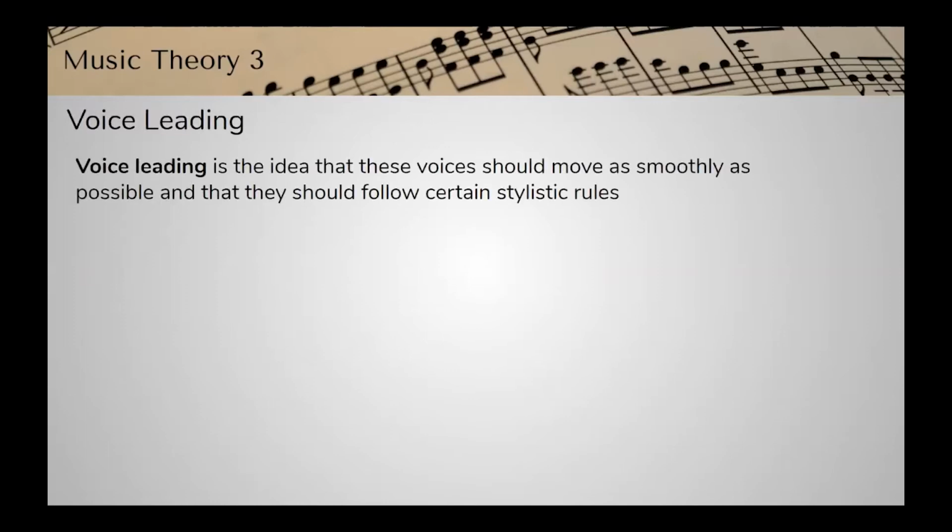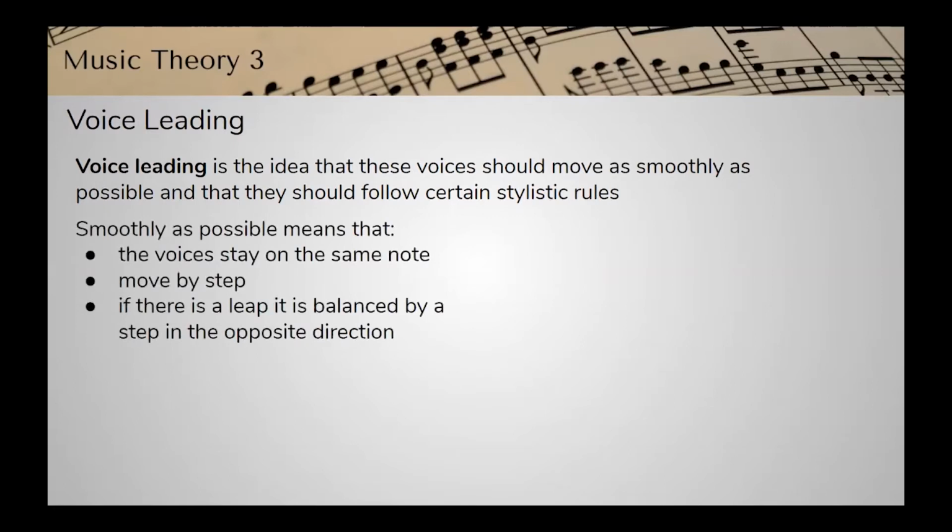Voice leading is the idea that these voices, meaning the voices in the four-part chorales that we've been composing, should move as smoothly as possible and that they should follow certain stylistic rules. So what does smoothly as possible mean? Well, that means the voices will stay on the same note from chord to chord as much as they can. And if they can't do that, they'll move by step. And if that's not possible, they will leap, but it's generally a small leap, and if we leap, we balance that leap by a step in the opposite direction. So it's really similar to the species counterpoint exercises that we worked on at the very beginning of last year.